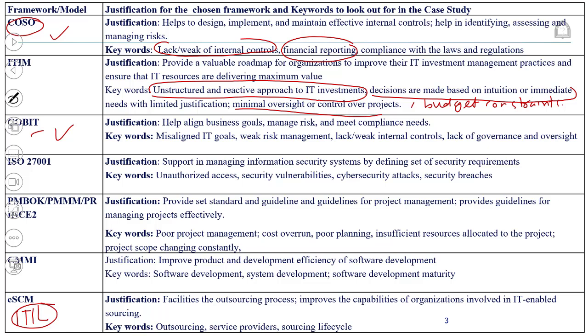COBIT is very, very similar to COSO, as I said earlier on. What do you look out for? Things like misaligned IT goals, weak risk management. You see them in your case study, then you definitely should be thinking about COBIT. Lack of internal controls, look at that. Lack of internal controls is also there in the COSO. As I said, in most cases, you may find that you confuse the two of them, but it's not actually confusion. It works.